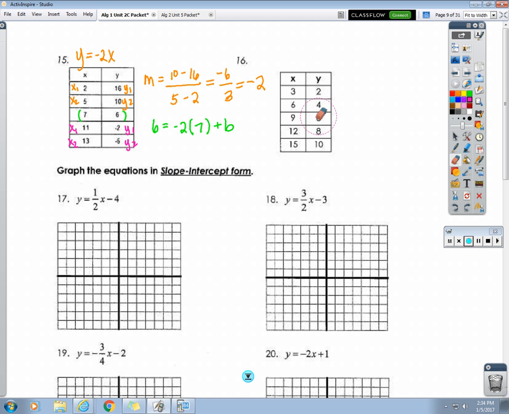Now we're trying to find the b. So what I did is I picked the y value of 6 to go in the y place, the x value of 7 to go in the x place, and then I know my m is negative 2 because I did the slope formula. So that becomes 6 equals negative 14 plus b, and now to isolate the b, what do you have to do to both sides? Right? And so 6 plus 14 is positive 20.